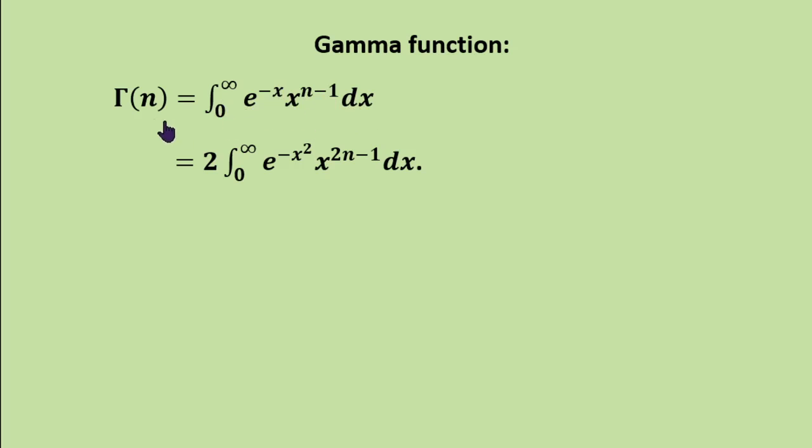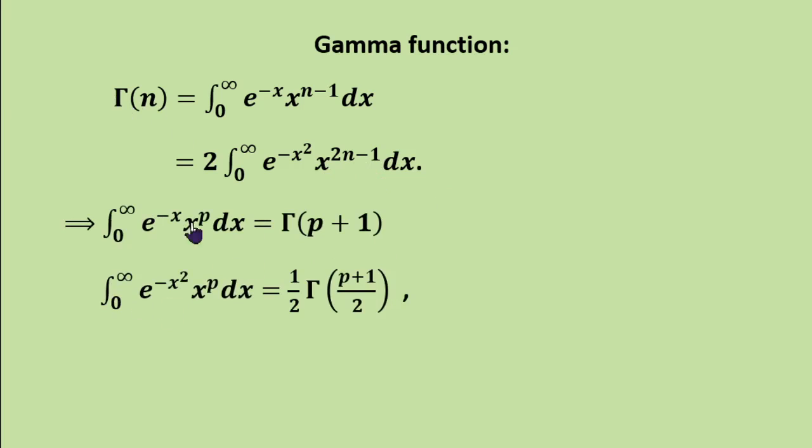That can be evaluated directly using the gamma function, that is gamma p plus 1. And the integral from 0 to infinity of e power minus x square x power p dx is half gamma of p plus 1 by 2. So remember these two results, the formulas to evaluate integrals of these types. So 0 to infinity e power minus x, x power p dx is gamma p plus 1. The integral of e power minus x square x power p dx is half gamma of p plus 1 by 2.